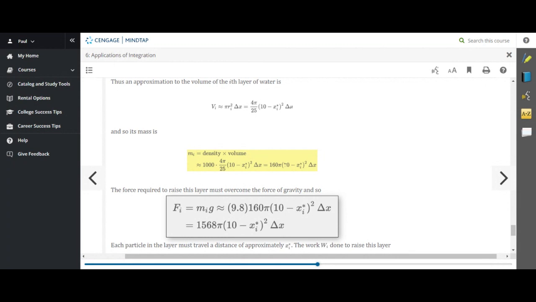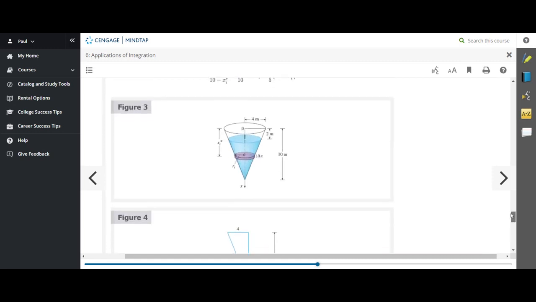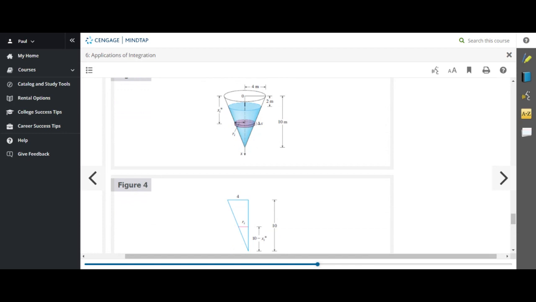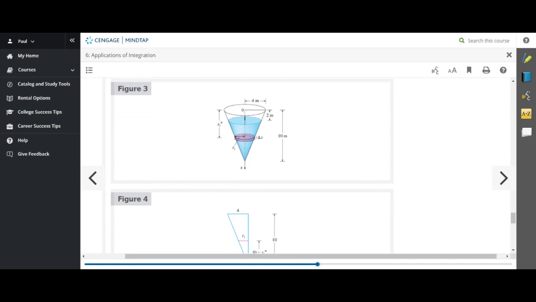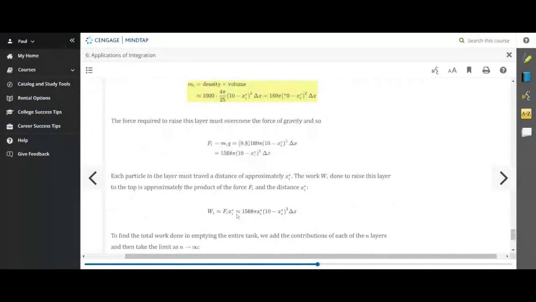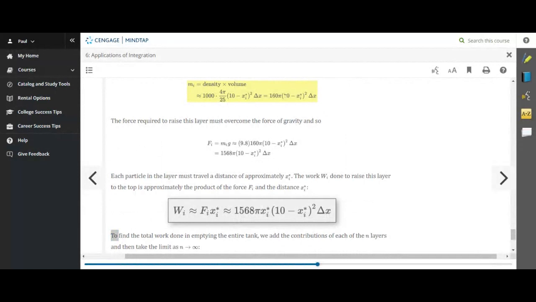Okay, now that we know the force for the ith layer of water, we need to find the work needed to raise that ith layer of water to the top of the tank. Work is force times distance. In figure 3, x sub i is the distance that the ith layer of water is from the top of the tank. So the work needed to raise the ith layer is the force times the distance x sub i. That will be 1568 pi times xi times the quantity 10 minus xi squared times delta x. Are there any questions on that?